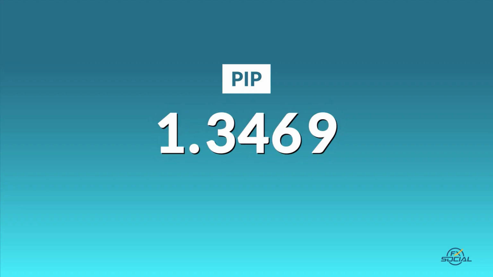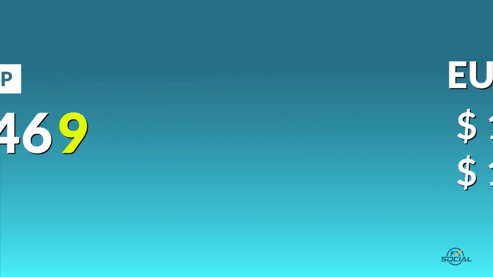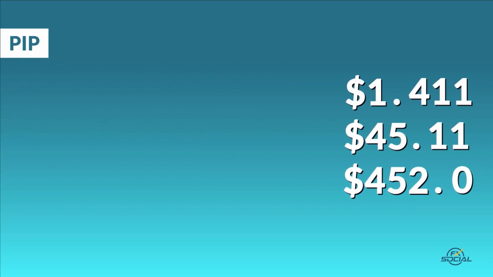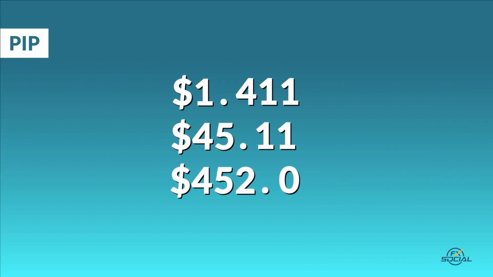A pip usually refers to the fourth decimal place of a price. If the euro-US dollar pair moves from 1.1307 to 1.1308, it is a 1 pip movement. However, sometimes the term can be used for any possible price change regardless of the decimal place, precisely like the tick. The term pip is largely used by traders in the Forex market.